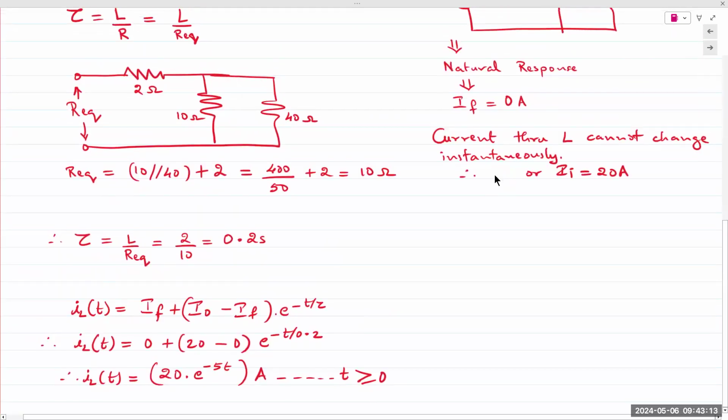So this is I0. I0 or Ii basically represents the starting point, meaning the value of the current or the quantity at time t equal to 0. I stands for initial, the initial starting point. All right, questions? Other questions?